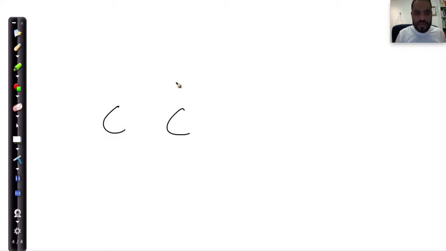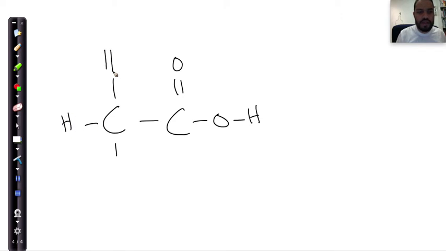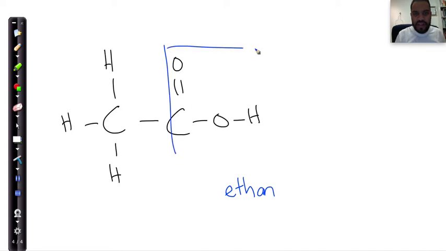Let's try another one. 2 carbons. Double bond O bonded to oxygen, bonded to hydrogen. 4 bonds around that carbon, 1, 2, 3, 4 bonds around this carbon, and that gives me the following. 2 carbons. Let's name this. 2 carbons is eth. Single bonds between the carbon atoms gives me an. And there's my functional group, double bond O bonded to oxygen and hydrogen. That whole thing together gives me oic acid. I'm just going to remove that because it looks a little bit neater. Ethanoic acid.